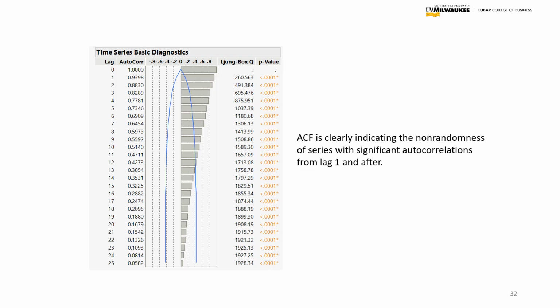This suggests we have a non-random process, and let me emphasize this point. A random walk is not a random process. It is a non-random process which has a unique characteristic to it, namely the differences between successive observations is a random process.